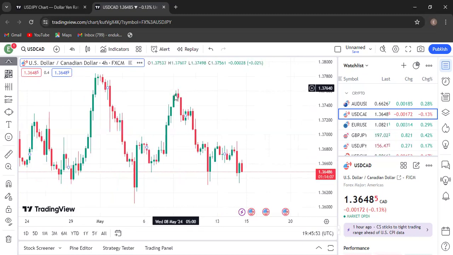Look at a bearish engulfing bar pattern here, and market dropped and dropped well. I think it has been dropping since then.